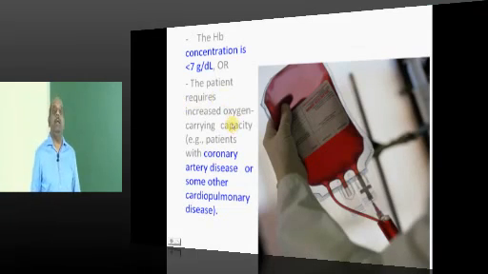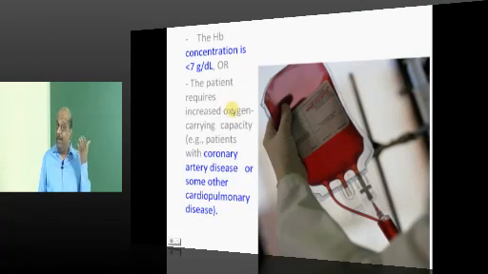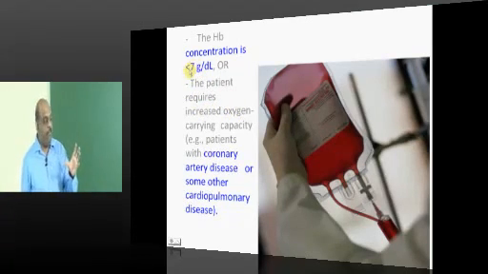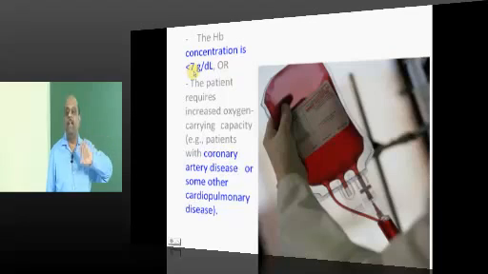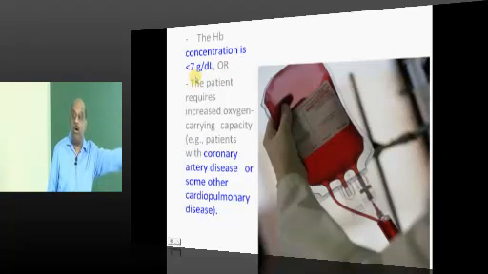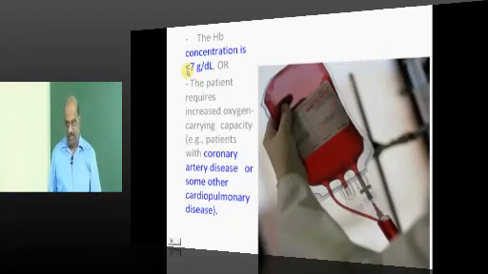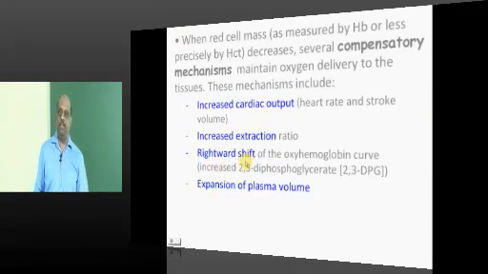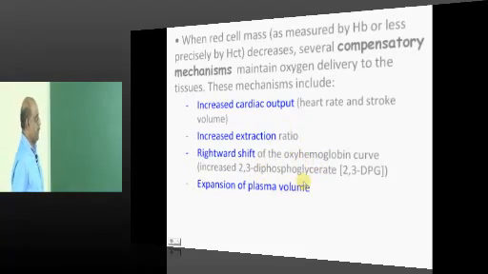Whenever we suffer anemia, what will happen? 2,3-DPG content in the body will increase. Increase of 2,3-DPG will make the hemoglobin lose its affinity for oxygen and makes the oxygen get delivered more. So that is called the rightward shift of the oxyhemoglobin curve, which needs to be remembered.